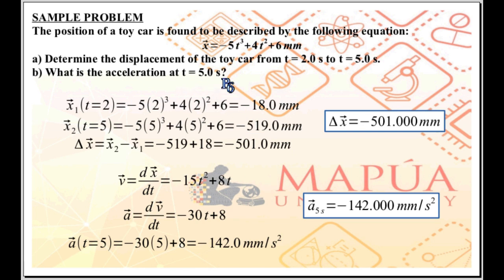Now that we have the equation for a, all we need to do now is plug in the value of time, t equal to 5 seconds, and that will give us the acceleration at the 5-second mark. a at the 5-second mark is equal to negative 142.000 millimeters per second squared. So please take note of the units. That's very important.